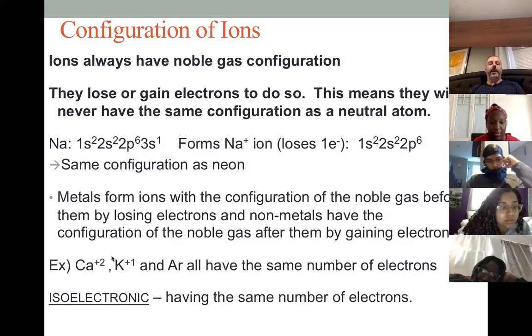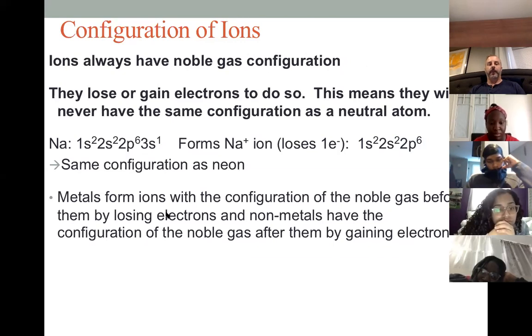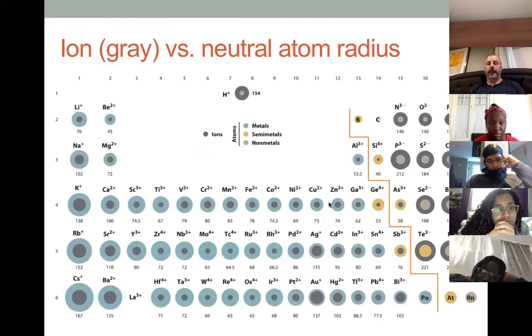So Ca+2, K+1, and Ar are all going to have the same number of electrons. And we can go back and look at that here. K+ means it did what? It lost the electron. Lost one. So it lost one and became like which element? Ar. Yeah, it became like Ar here. Ca lost 2 electrons and became like Ar.